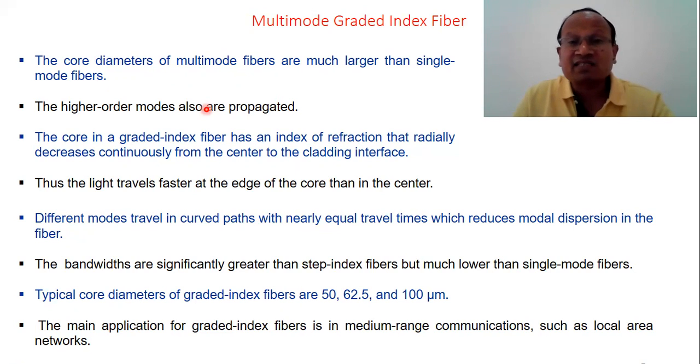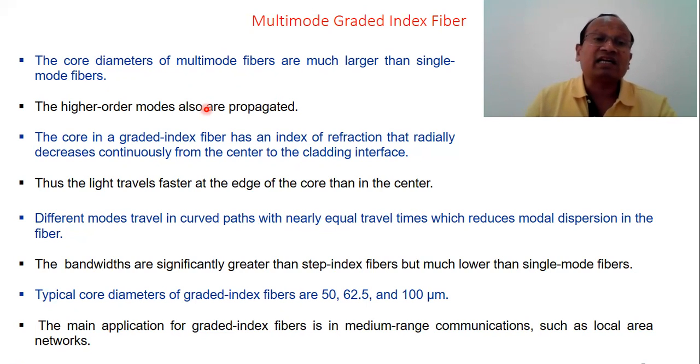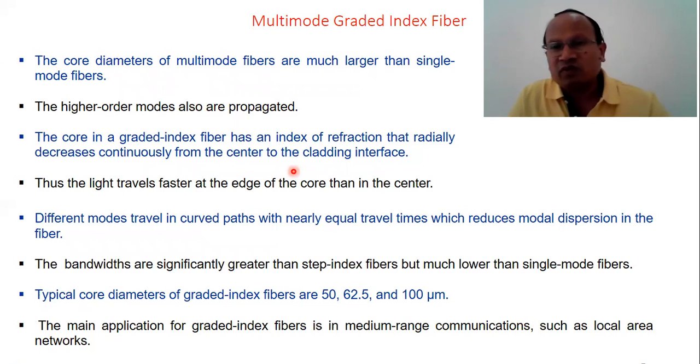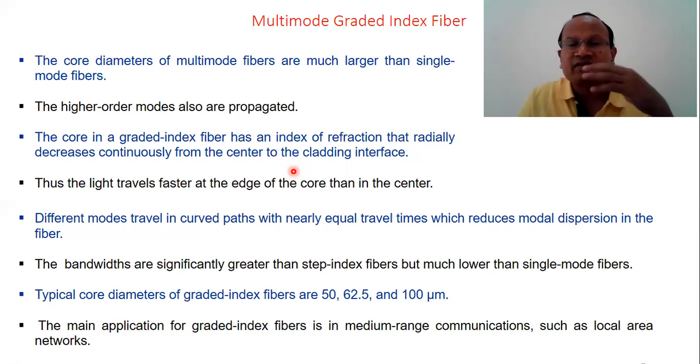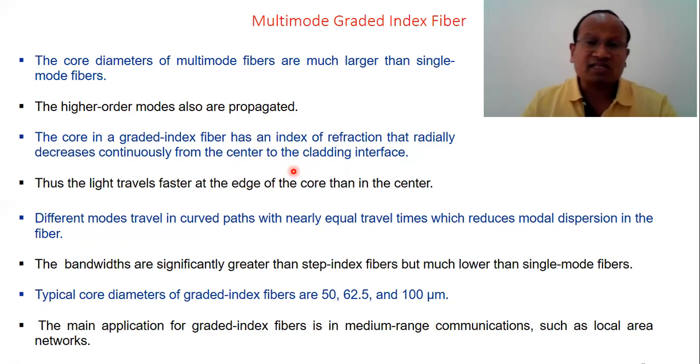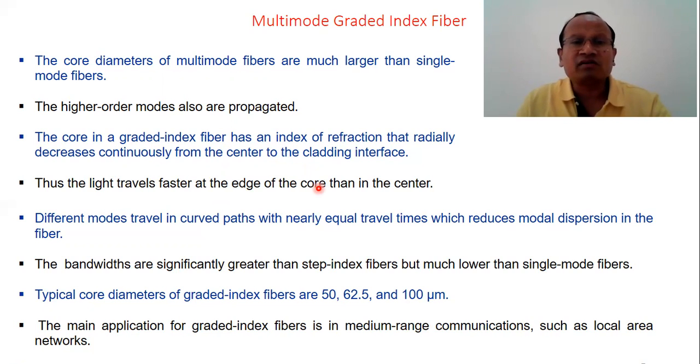The core in graded index fiber has an index of refraction that radially decreases continuously from center to cladding interface. We have discussed this when we move from core to cladding. The refractive index does not change suddenly, but the change is gradual. Therefore, we call it graded index. And this is the reason why the light travels faster at the edge of the core than in the center.